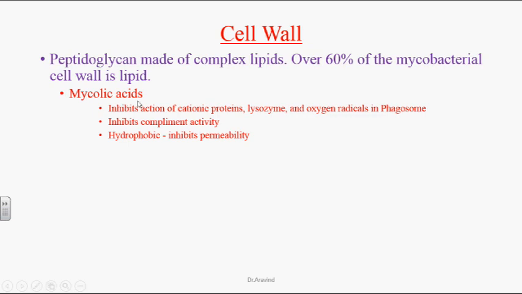These mycolic acids are long chain lipids. They inhibit cationic protein entry and lysosomal action on this organism. They prevent oxidative burst; oxygen radicals inside the phagosome will be inhibited. It inhibits complement activity. Because of more mycolic acids, it is hydrophobic in nature, so it inhibits permeability. So the growth of this organism in culture media is very slow. It takes 4 to 6 weeks because of impermeability.